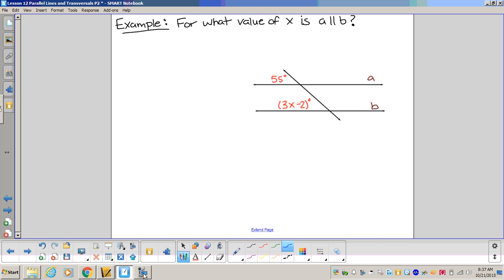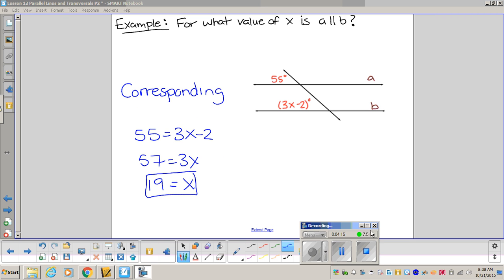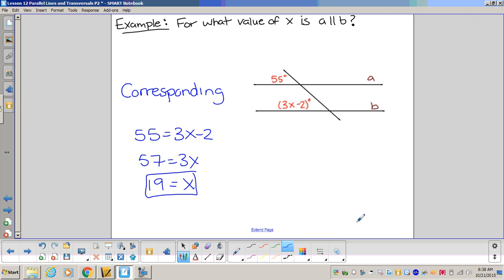Go ahead and pause and give this one a shot. So in this one, we have two corresponding angles. Corresponding angles are going to be congruent if two lines are parallel. So we'll say that these two are equal. Set up this equation and find that x is 19. So when x is 19, A and B will be parallel because the corresponding angles are then congruent.